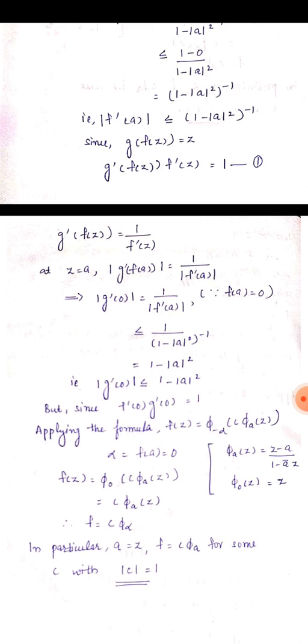So f of z equal to c into phi a of z, that is f equal to c phi alpha. So in particular a equal to z and f equal to c phi alpha for some c with mod c equal to 1.